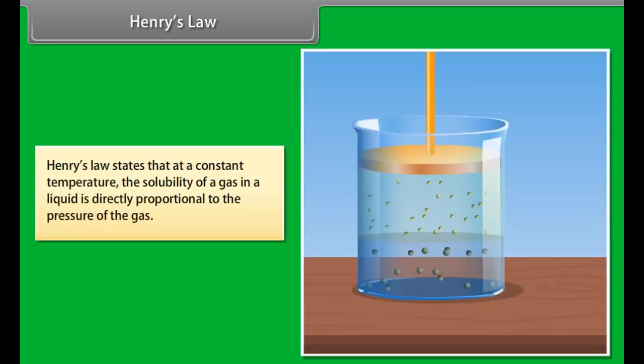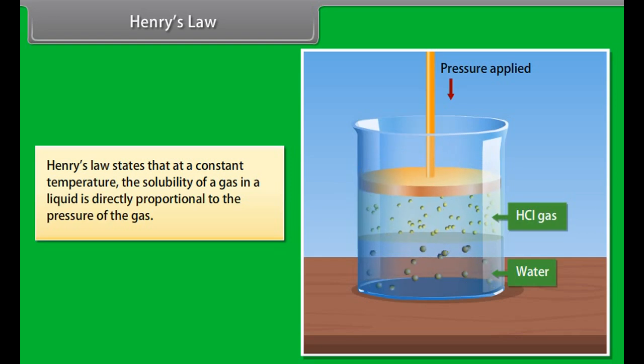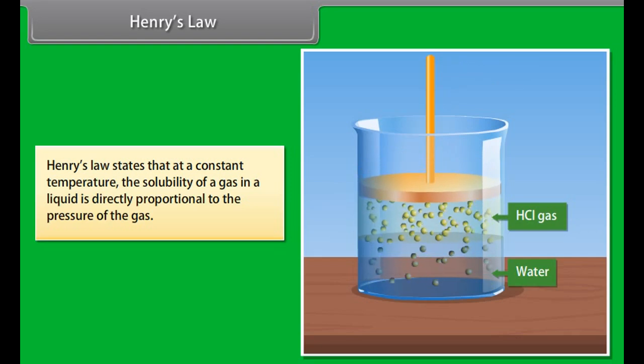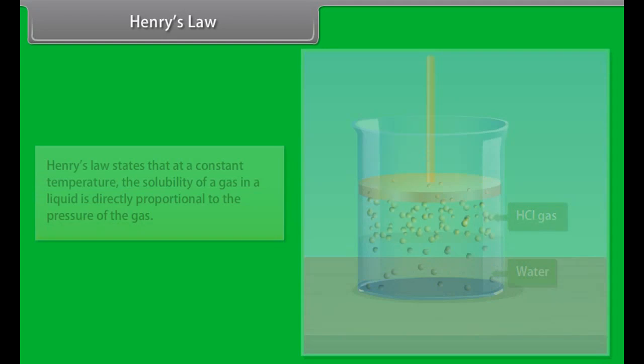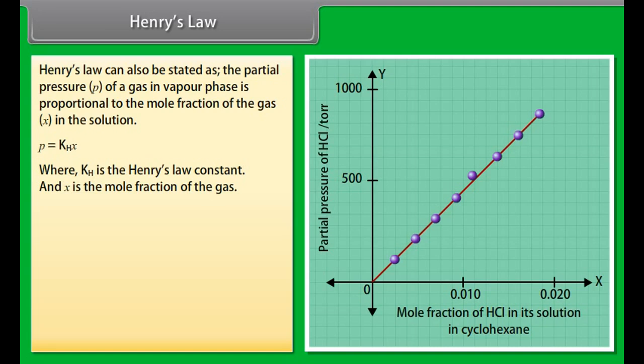Henry's law. Henry's law states that at a constant temperature, the solubility of a gas in a liquid is directly proportional to the pressure of the gas. Henry's law can also be stated as the partial pressure of a gas in vapor phase is proportional to the mole fraction of the gas in the solution. P = kH x, where kH is the Henry's law constant and x is the mole fraction of the gas.